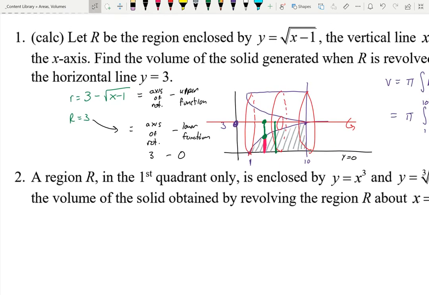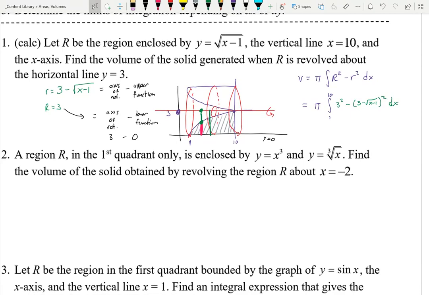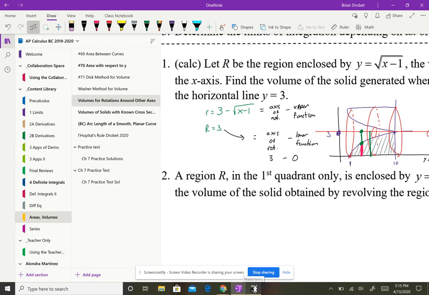Although, to me, it still makes the most sense to just do what I did before, which is to start at the axis of rotation and head toward the function. All right, so let's go ahead and see if we can evaluate this using my calculator.